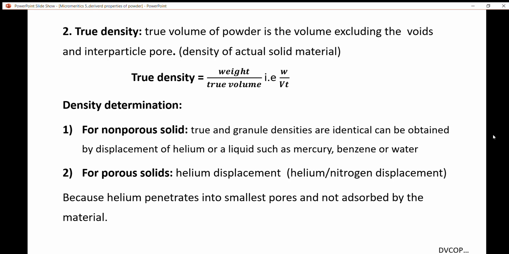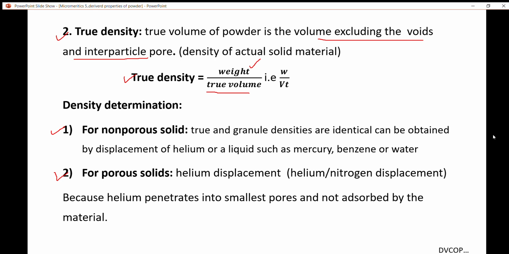The second type of density is the true density, and it is calculated using this formula. True density is equal to the weight of the sample whose density is to be determined divided by the true volume. The true volume of powder is the volume excluding the voids and interparticle pores. The true density can be determined using two approaches: first, for non-porous solids, and second, for porous solids.